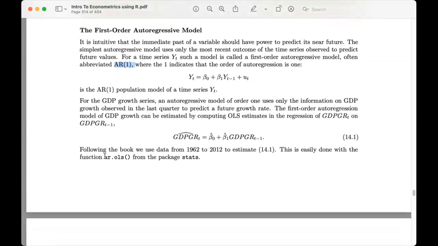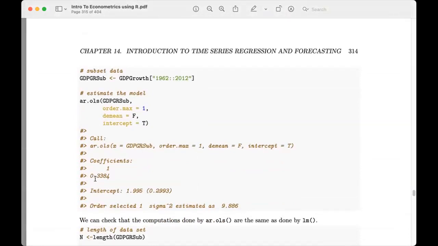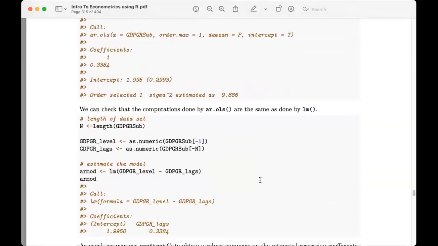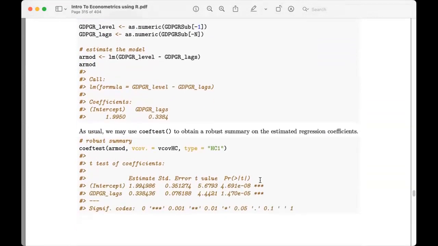This is easily done by using the ar.ols function from the stats package, which gives us these nice results. However, we could also use simple OLS with the lm function to do this. That could be a bit tedious, but the results will nonetheless still be the same. So we could obtain summary statistics. You could see the estimated coefficient for GDP growth rate with a lag of one is 0.33.